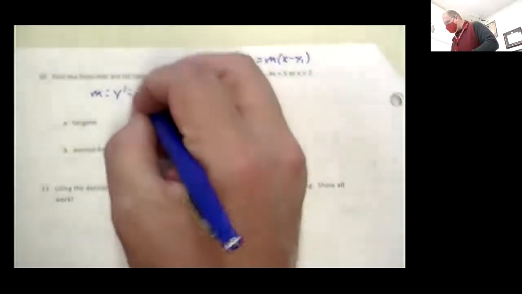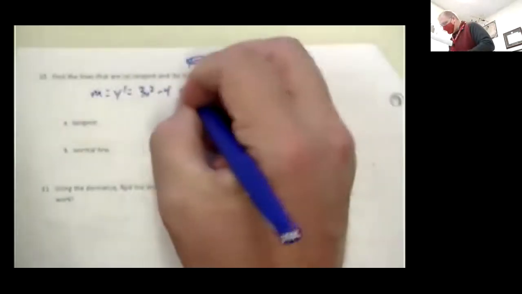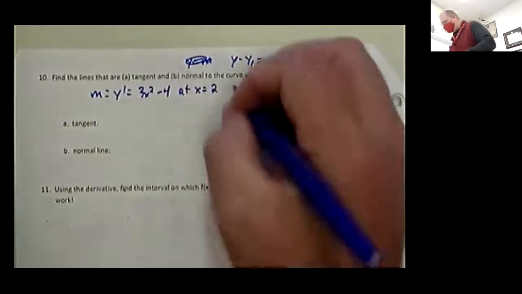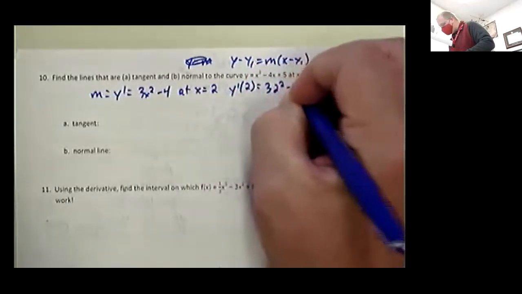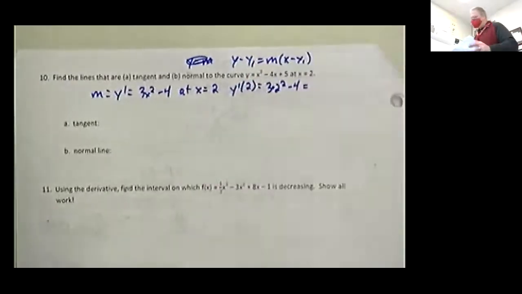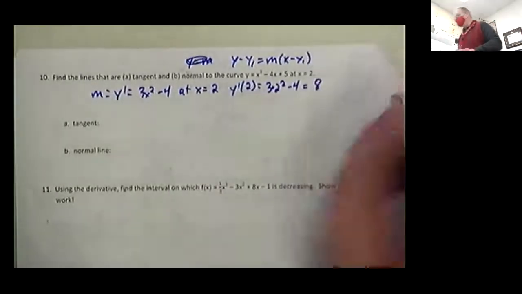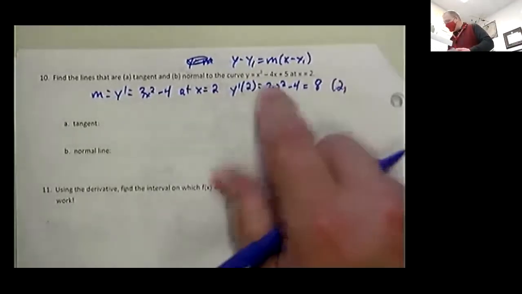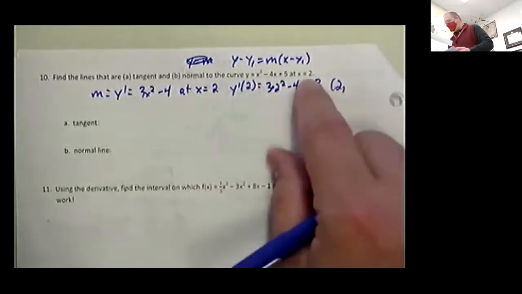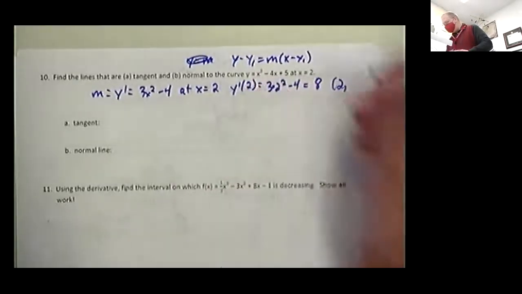That is 3x squared minus 4. We want that at x equals 2. So y prime of 2 then is 3 times 2 squared minus 4, which is 4 times 3 is 12, minus 4 is 8. So there's our slope of 8. We're using the point 2, and we're going to plug that in to find the y value. 8 minus 8 is 0, plus 5 is 5.